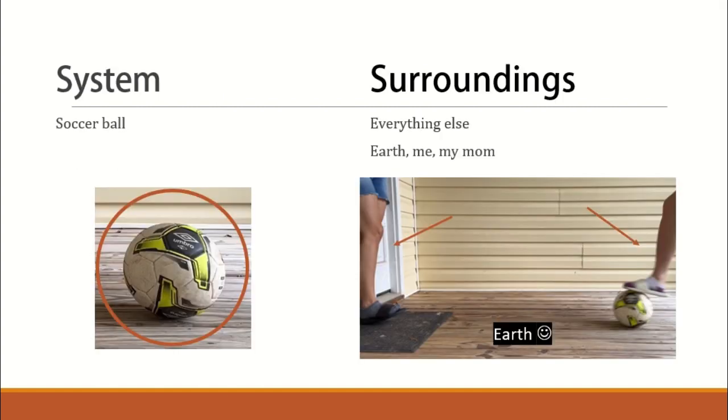In my experiment, the system, or the object of interest, is my soccer ball. The surroundings are everything outside of the system that can interact with the system. Some examples of things in the surroundings are the Earth, me, and my mom.